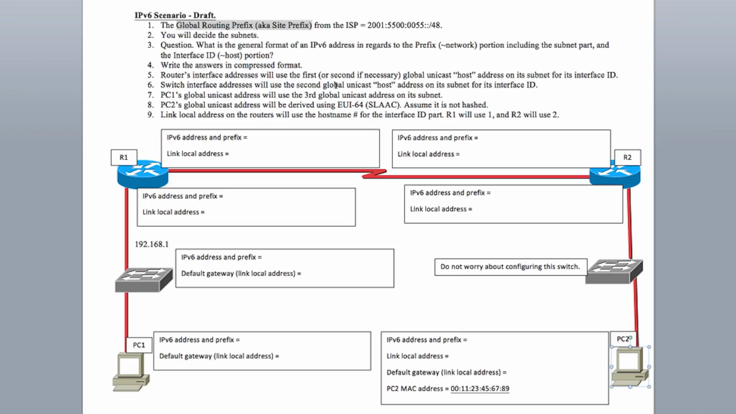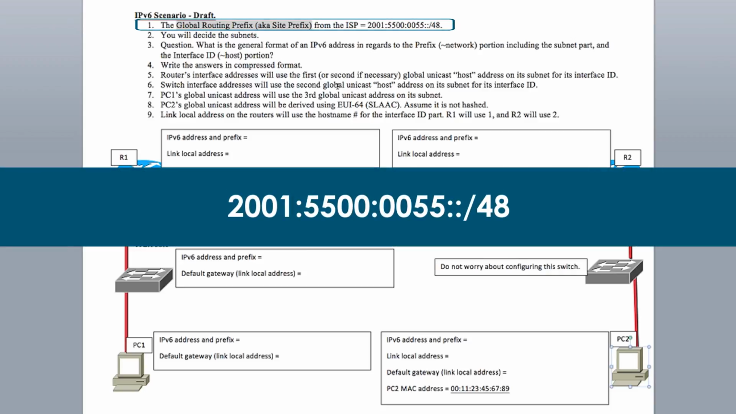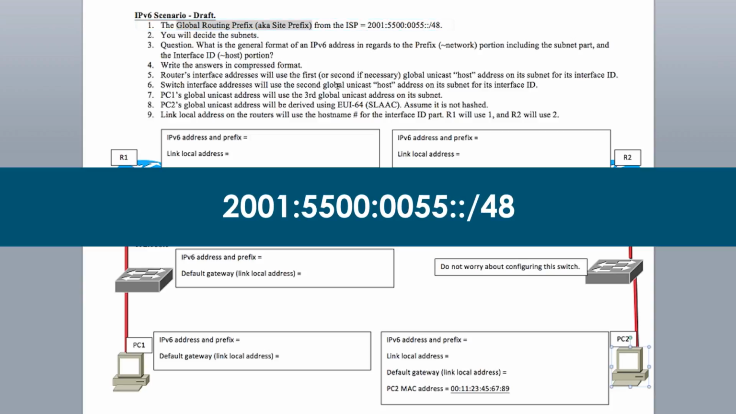The first line states the global routing prefix used in this scenario. The global routing prefix, also known as the site prefix, is highlighted in gray. It has also been highlighted in gray to stress the point that some sources might use a different term for it. For this scenario, the global routing prefix as assigned by a fictitious ISP is 2001:5500:0055::/48. The first 48 bits are considered the global routing prefix. That's what the /48 represents.